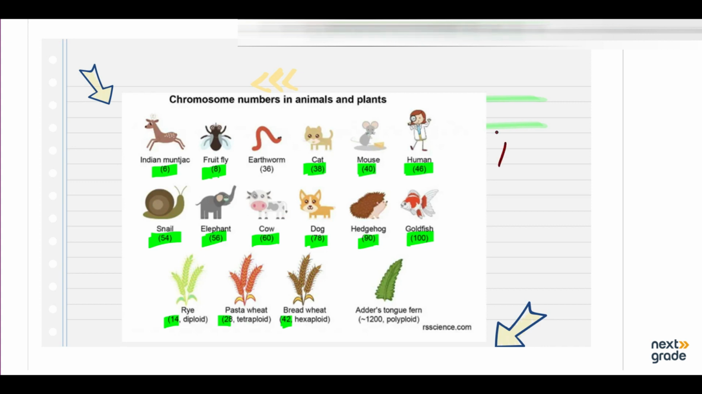However, in a frog, the frog cell contains about 26 chromosomes. A chimpanzee contains about 48 chromosomes.